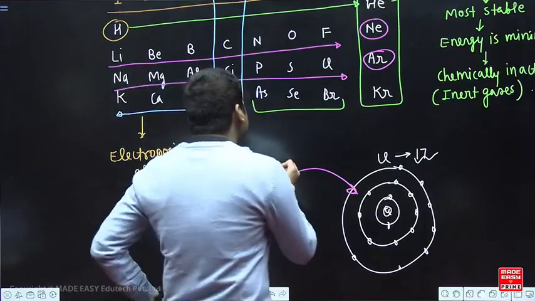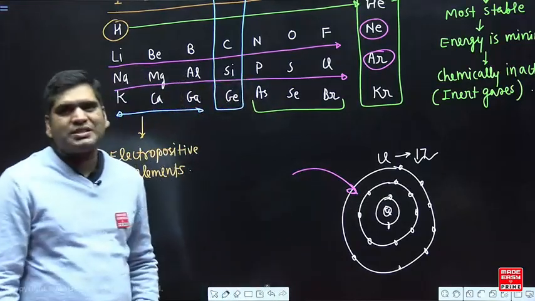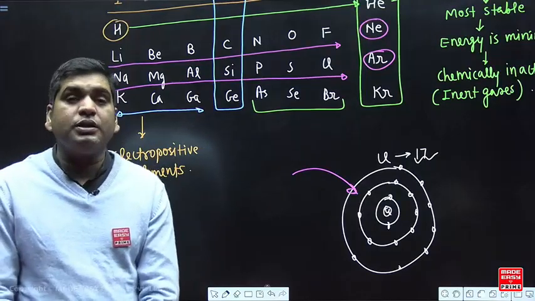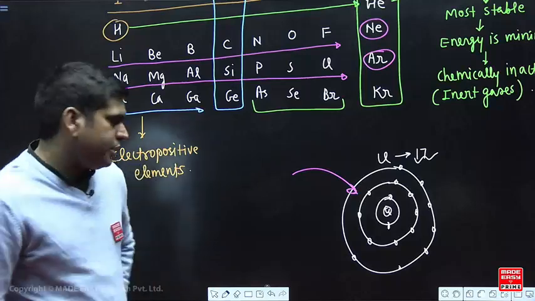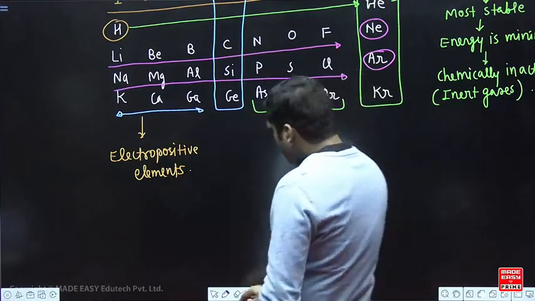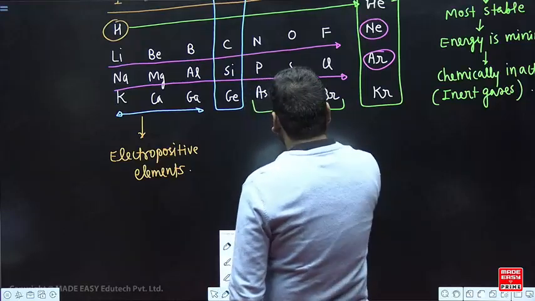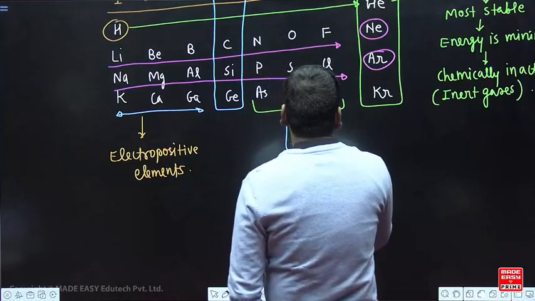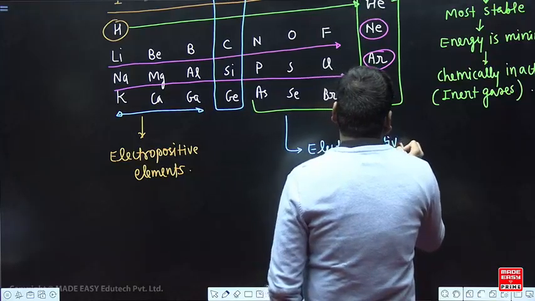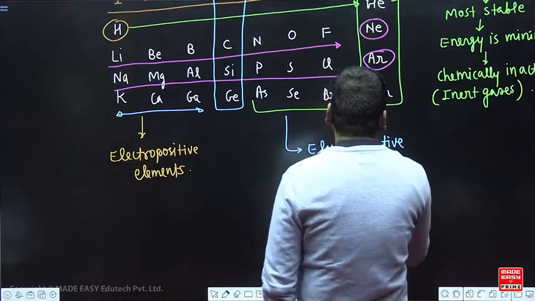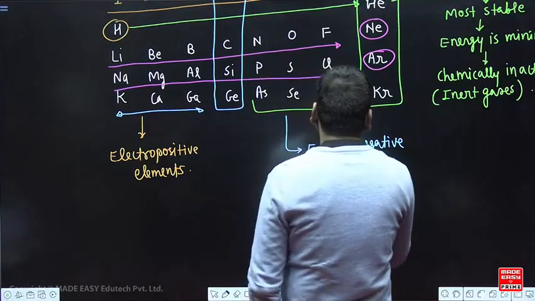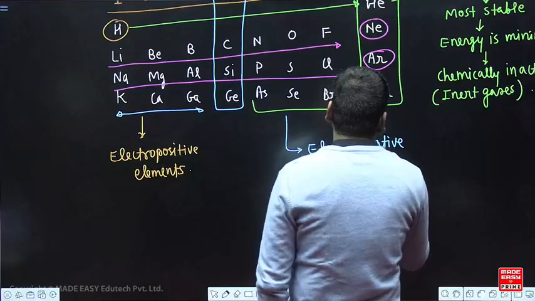Since all these elements have a tendency to take electrons, once they take electrons, they will become negative ions, and if they are becoming negative ions, they are known as electronegative elements. So all the elements which are in the 5th, 6th, 7th group, they are known as electronegative elements. Generally you will find that these electronegative elements are non-metals, whereas electropositive elements are metals.